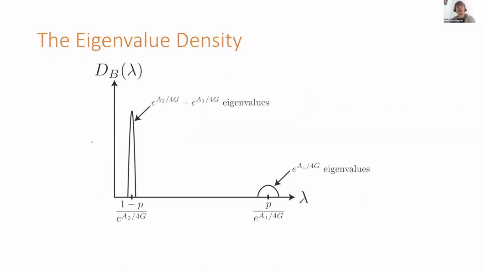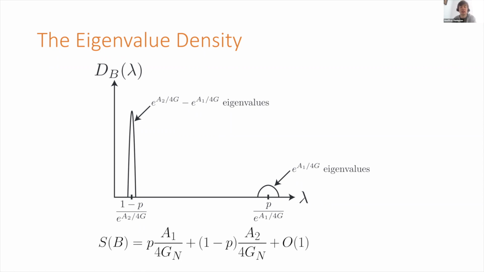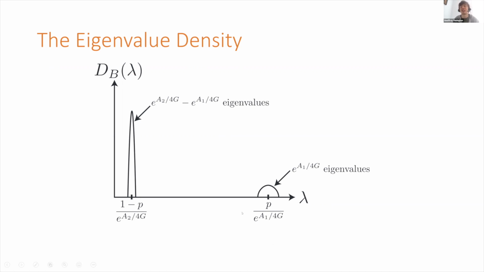What you find is two ranges of lambda where there's a non-zero eigenvalue density, where you have eigenvalues of this mixture, the reduced state of the mixture. Okay, so the first one is here. It's at p times e to the minus a1. So these are the eigenvalues that come from the pure part of the mixture, right? Remember, for the pure state, the entropy was a1, right? So most of the eigenvalues for that pure state would be e to the minus a1, but the probability of being in that pure state was only p, so that gives us the p times e to the minus a1.